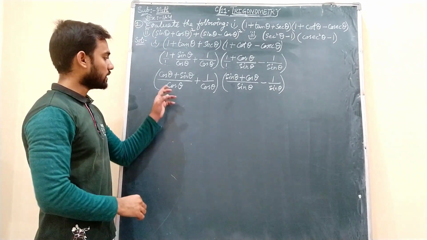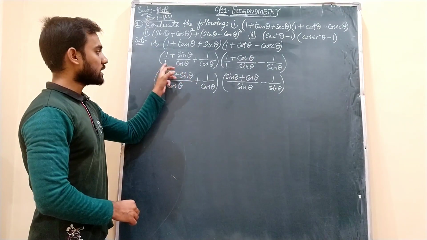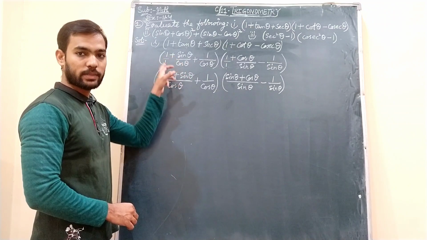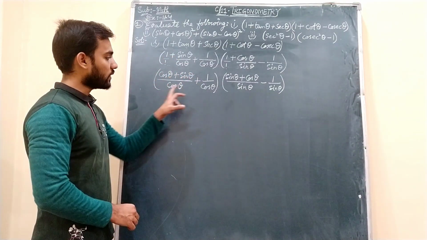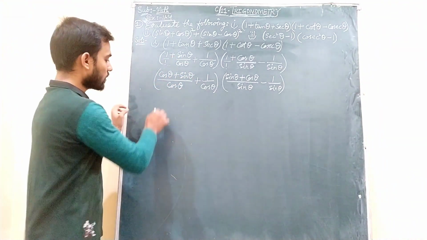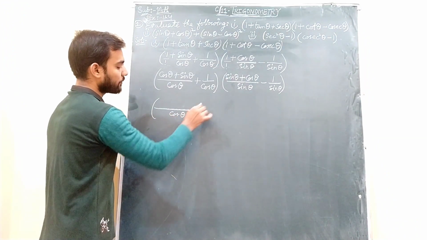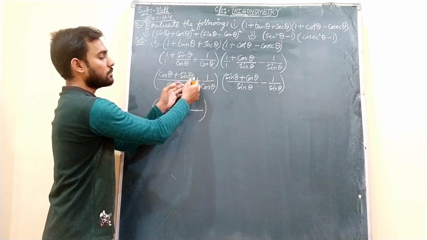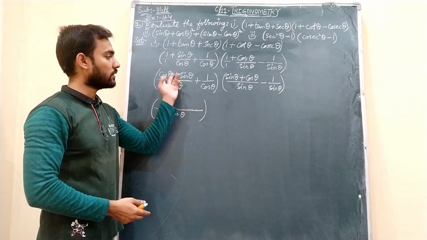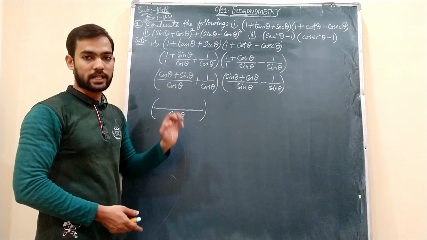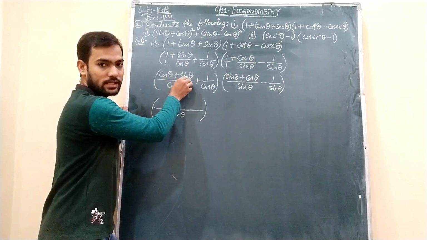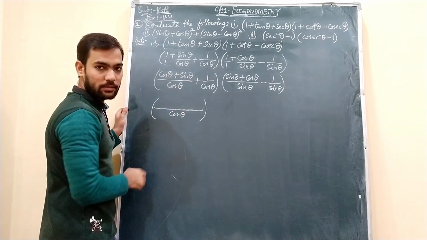We have also learned that when the denominators are different, as in this case, we do numerator cross, denominators direct. But whenever the denominators are the same, what will we do? We will take the common denominator as it is, cos theta, and we will add or subtract the numerators. If it is positive, we will add them. If it is negative, we will subtract them. This is cos theta plus sin theta. Can I write it as sin theta plus cos theta?